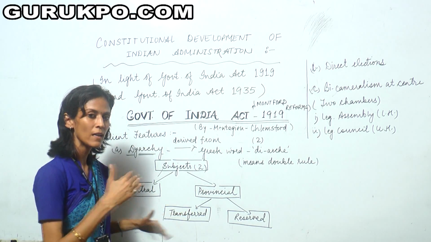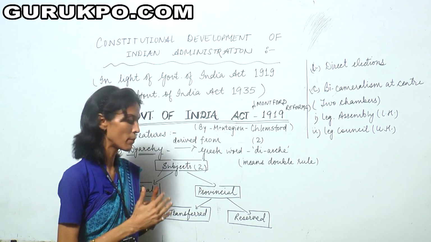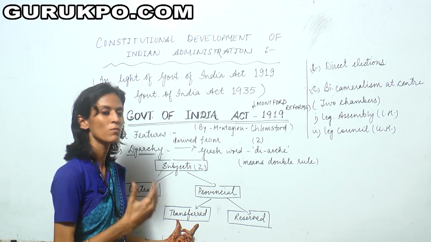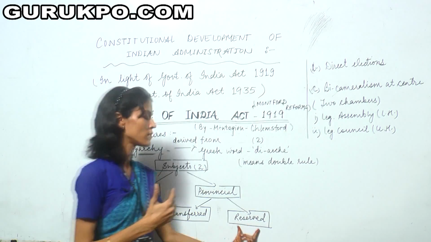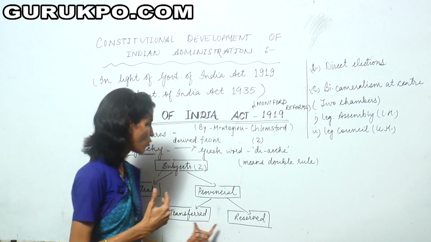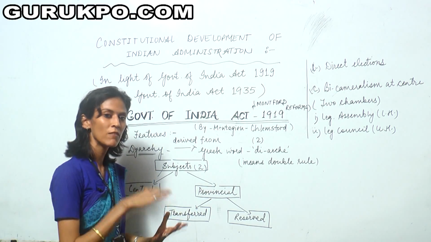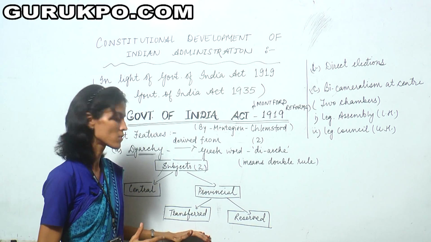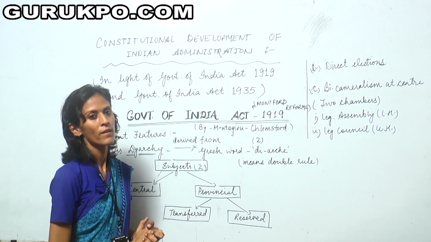But certainly, gradually after some time, the subjects which were enacted were made responsible to the Legislative Council, and these were not responsible. So the transferred subject was even given an element of direct democracy but was still under the control of the Britishers. So this was the double rule, or diarchy.